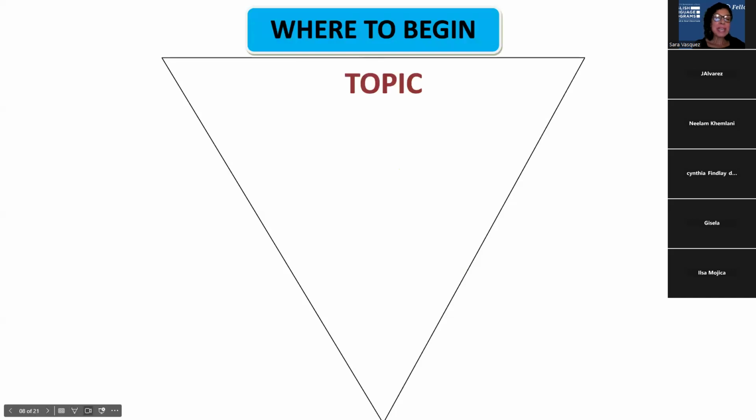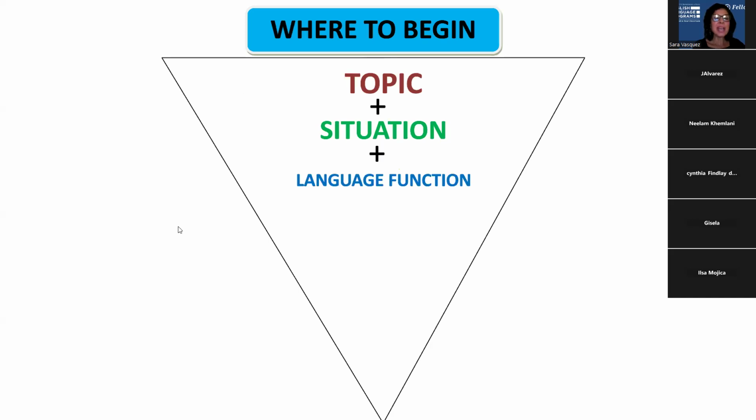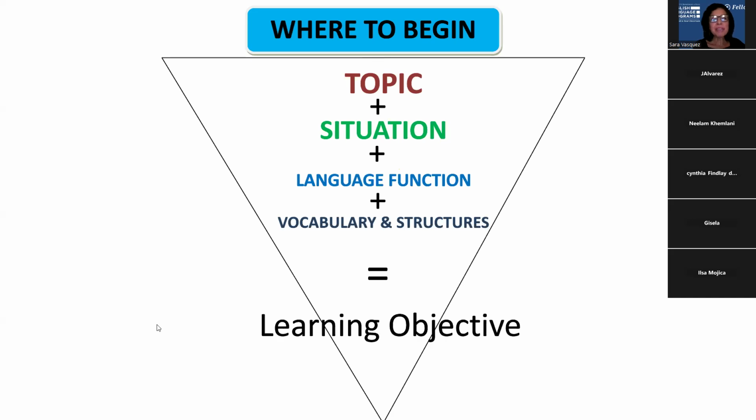Let's see where we begin so that you can do this on your own. We have a topic, which is the general subject that we're going to talk about. Then comes the situation. In what situation are we going to use what we want them to learn? And then we have the function, the language function that we want them to learn. And what vocabulary and structures do we need to preheat them or show them before we let them take off with this learning objective?